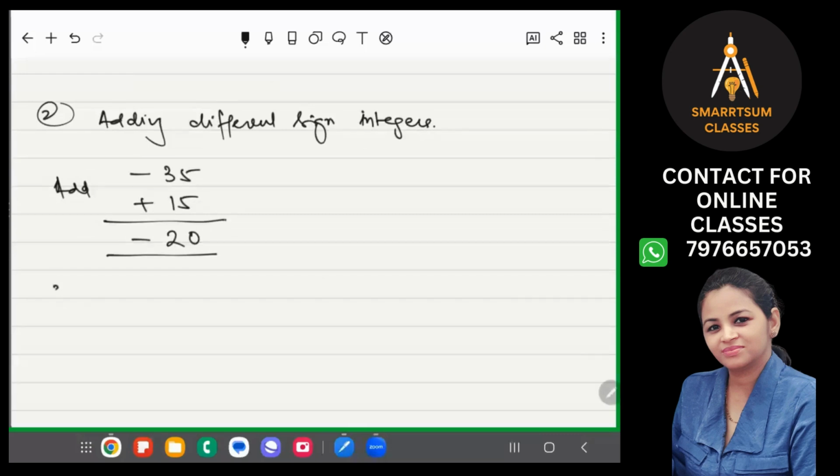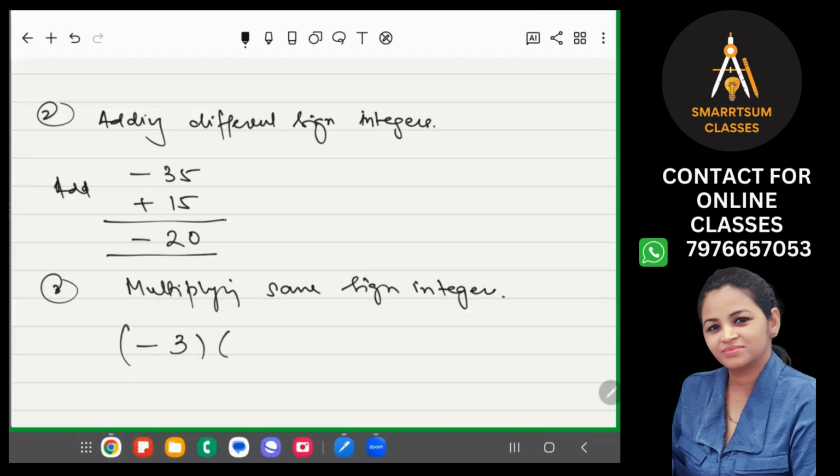So this is the rule for addition. Now when we are multiplying same sign integers, for example, minus 3 and minus 5, whenever we multiply same sign integers, your result will always be positive. Multiply their numerical values, 5 into 3, that is 15, and two negative signs become a positive. Is that clear? Okay.